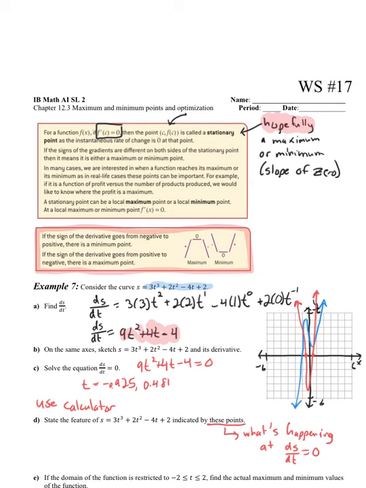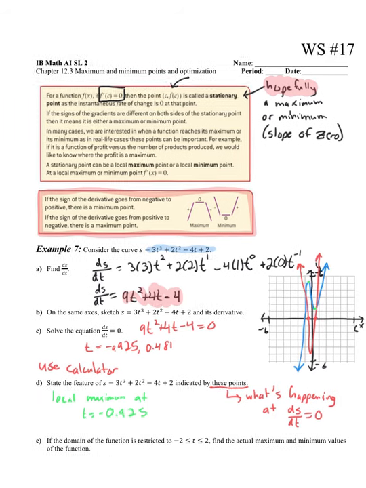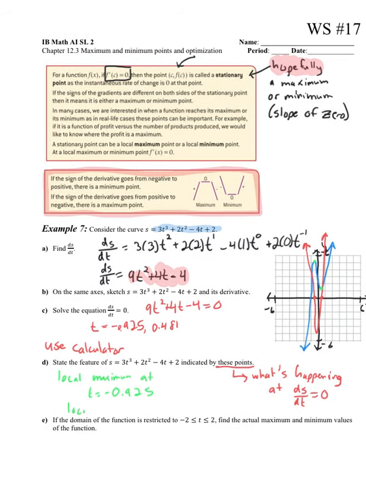There's going to be a maximum and a minimum. So we can say local maximum at t equals -0.925. And then there was a local minimum at t equals 0.481. That's what part D is asking of us there. Okay, there was a maximum and a minimum.